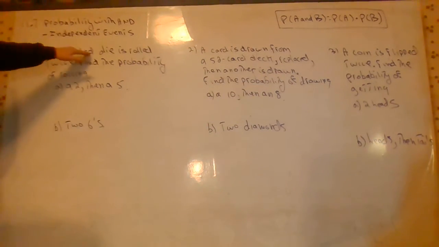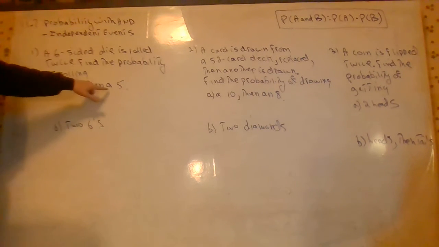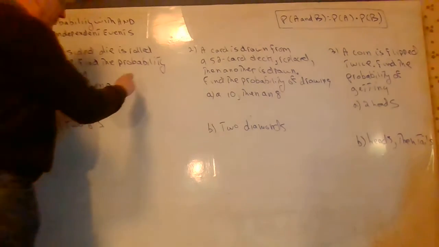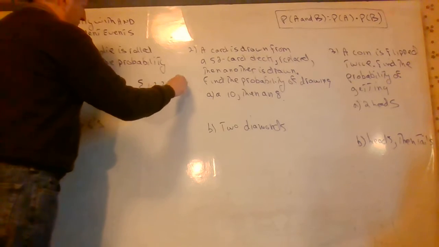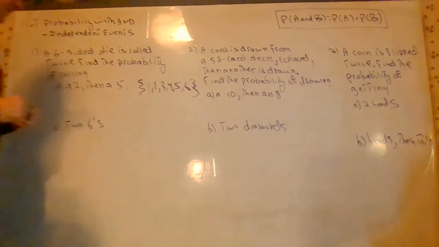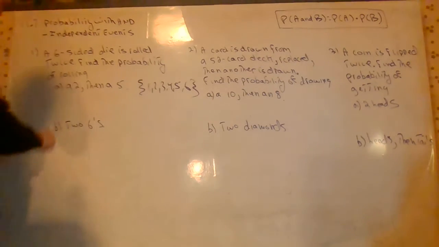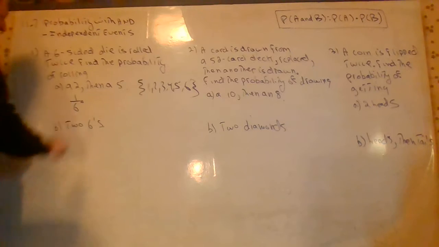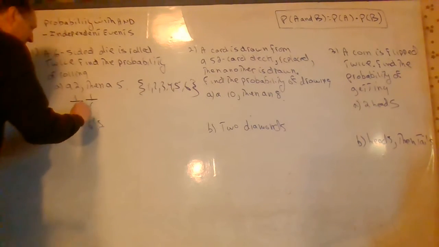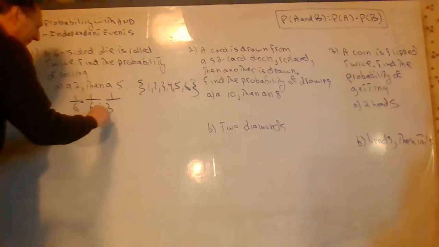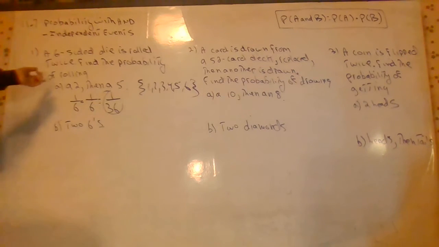First of all, we're going to roll a six-sided die twice and find the probability of rolling a 2, then a 5. You will recall that the sample space for a six-sided die is the numbers 1 through 6. Probability of rolling a 2 is 1 out of 6. Probability of rolling a 5 is 1 out of 6. So you get 1 out of 36. 1/36 of the time you will have that outcome.